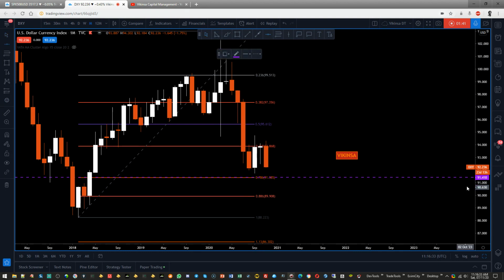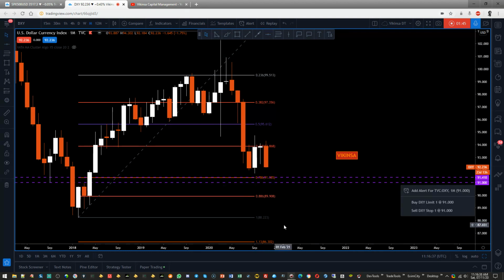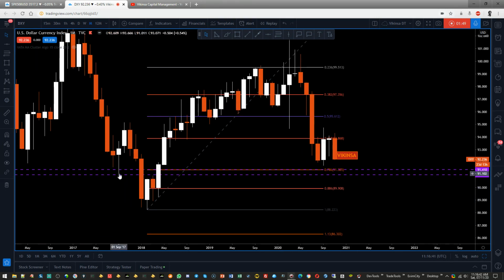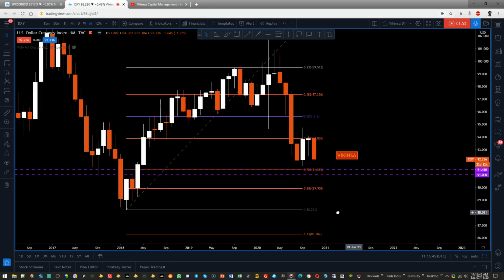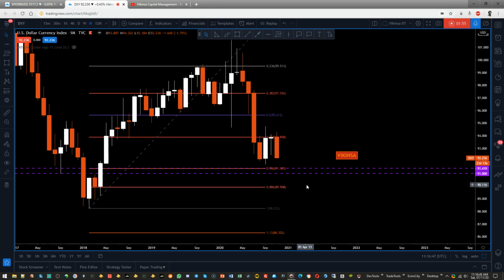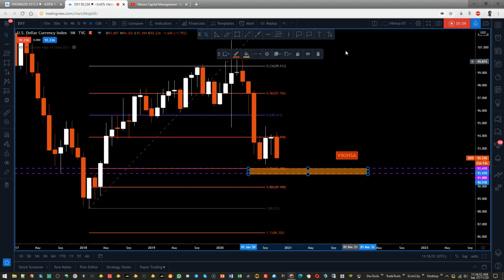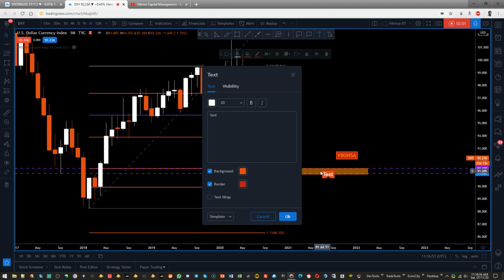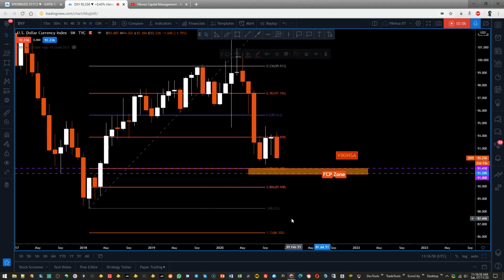But you see, there is a very good level here at 91 as well, right? So we can look for that kind of round number. Previously the market has actually reacted to this particular zone as well. So this is a good zone that we are looking for. This becomes what we call the FCP zone, because this is the Fibonacci Confluence Pattern zone. We are going to look for further patterns.